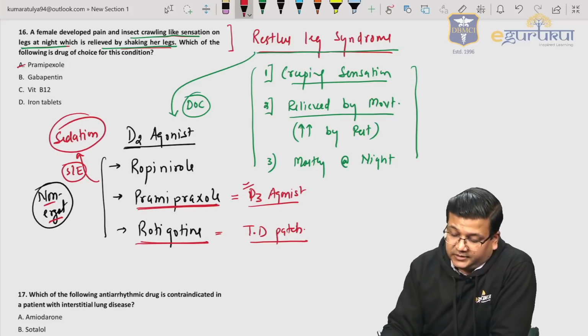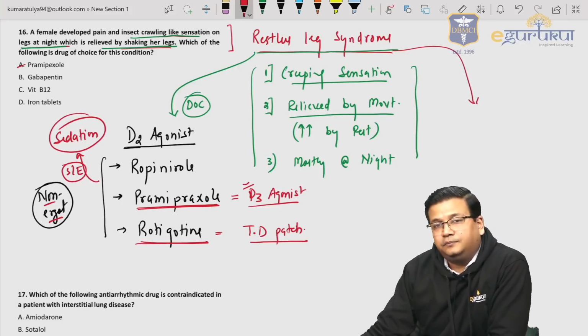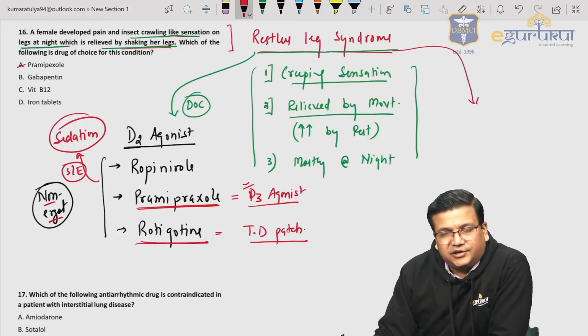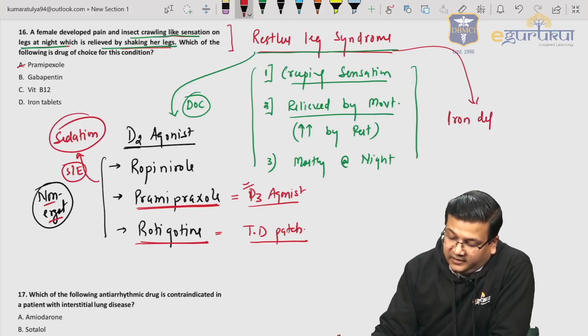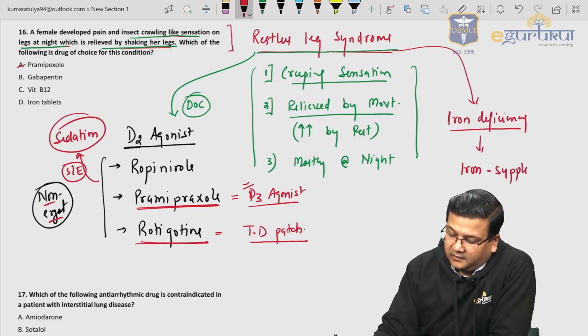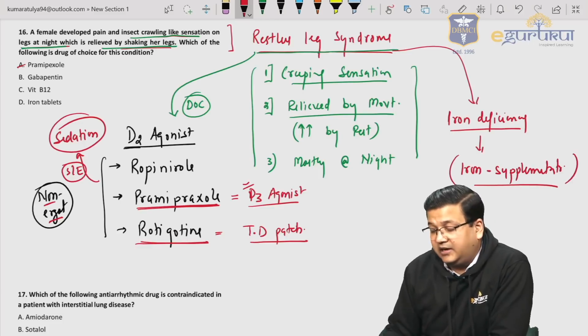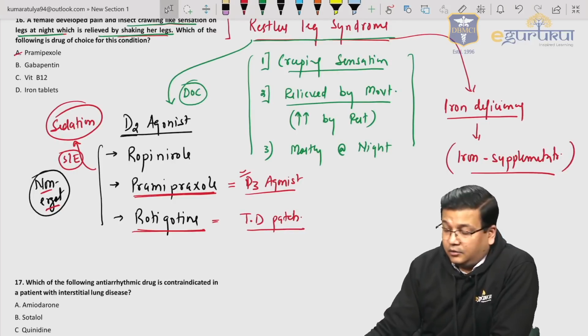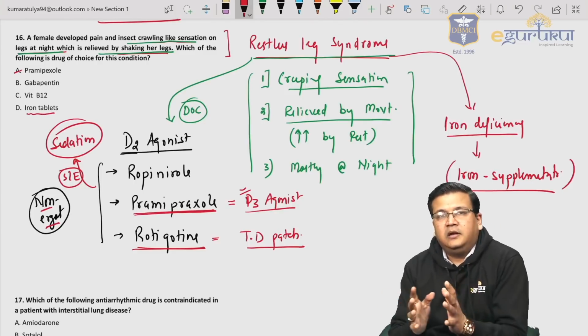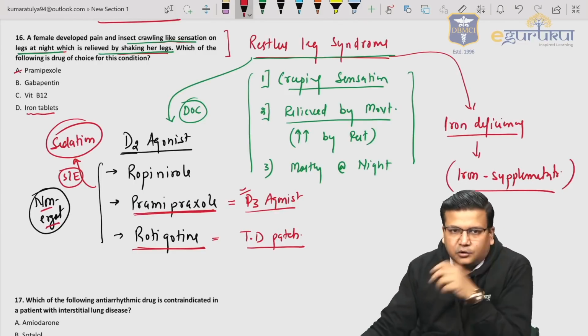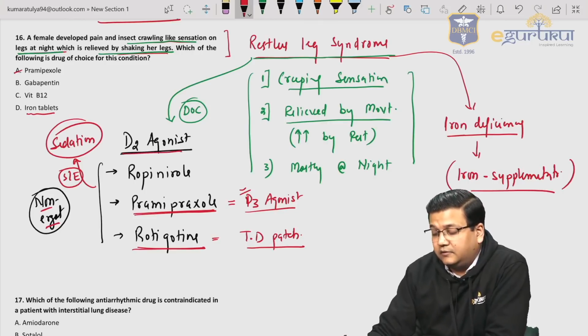Further, what are the other treatments of this restless leg syndrome? This restless leg syndrome can also be due to iron deficiency. So iron deficiency may also lead to restless leg syndrome. So iron supplementation should also be done. We should test the patient for iron deficiency anemia, and if found, then treat with oral iron supplement, and that is why you see option number D is also given, iron tablet. Now in the light of this, restless leg syndrome can be treated by dopamine agonist or with iron tablet.